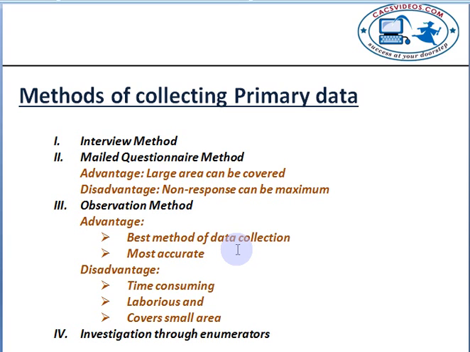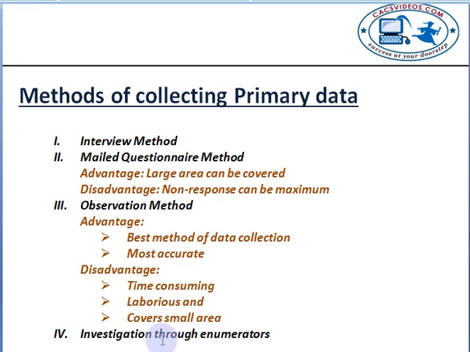What is the advantage of the observation method? The advantage is that this is the best method of data collection, and this is most accurate also. Why is it most accurate? Because here you are not dependent on someone else, because you are collecting data directly by observing it. But there are some disadvantages also. The disadvantage is that this is very time consuming, and it is very laborious also, and it covers a very small area.